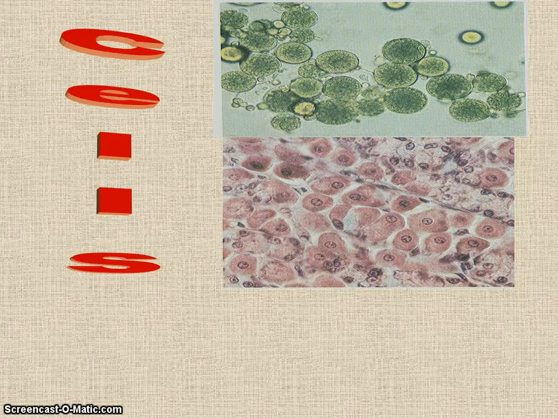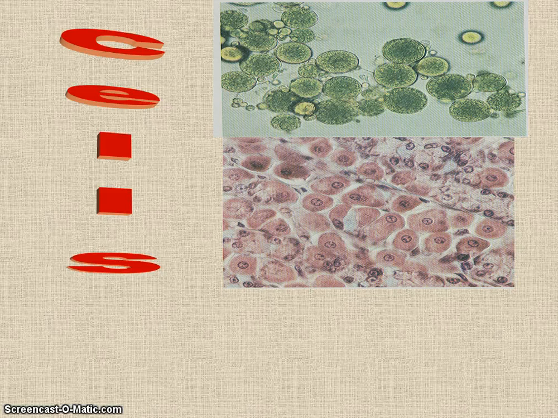Hello, today we're going to talk about cells. If you remember from the microscope notes, we learned that the microscope was invented and started to develop around the 1600s. And Robert Hooke was the man who came up with the word cells.